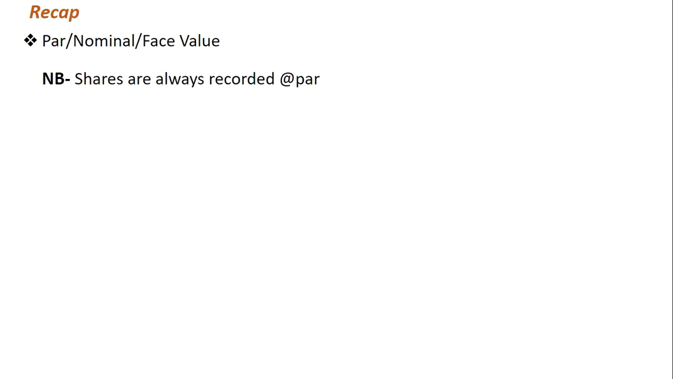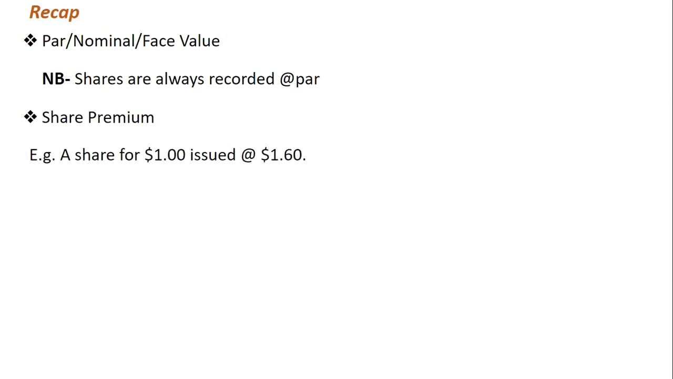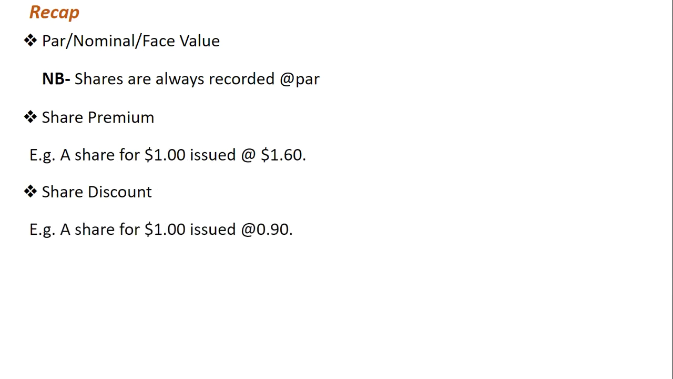A recap of some important terms that we may be using in this tutorial. Par, or nominal, or face value, we said this is the value of each individual share as shown on the share certificate. Point to note, shares are always recorded at par in the company records. Share premium, this is where a share is issued at a price higher than the nominal value. For example, a share for $1 issued at $1.60. Share discount, this is where a share is sold at a price lower than the nominal value. For example, a share for $1 issued at 90 cents.